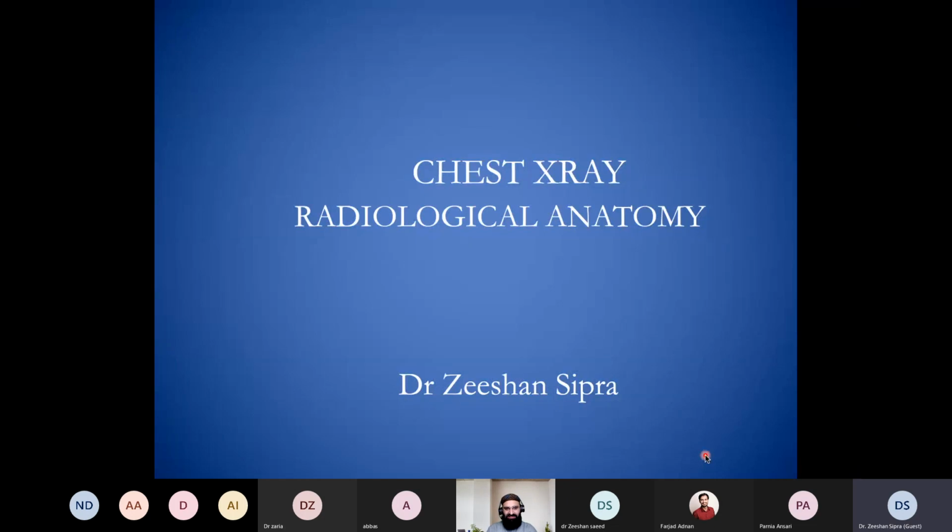As you can see, the first lecture is on chest X-rays. I think we will have a series of lectures on computed tomographies, CT scan, MRIs. But I think the most common investigation that we obtain is a chest X-ray. So over to you, Dr. Zishan.